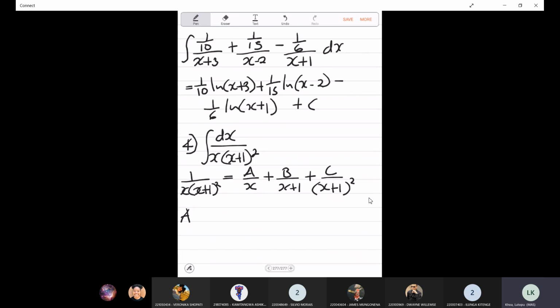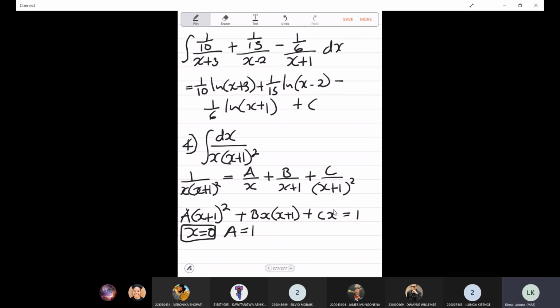Okay, so now I need to work out my a, b, and c. So a I have to multiply by x plus 1 squared, and b I need to multiply by x plus 1, and c just multiplied by x. This should be equal to 1. Okay, then we can do some substitution. Let's start with x equal to 0. So if x is equal to 0, then this and that one are 0. So I have a times 1, which is just a is equal to 1.